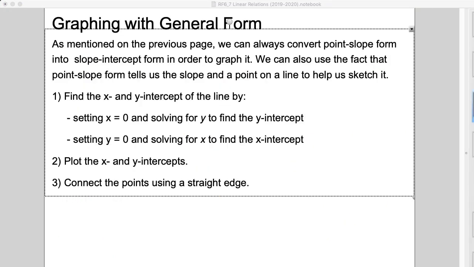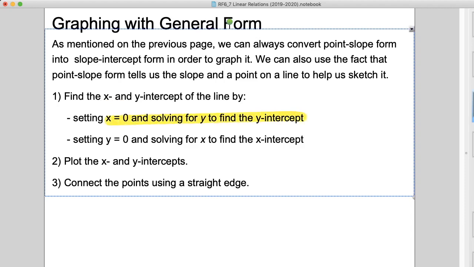Okay, so the work on the previous pages helped us convert general form into slope-intercept form or point-slope form into general form, and we've already converted point-slope form into slope-intercept form. So we already have a couple different methods. Now with general form, instead of converting into another form, we can actually find the x and the y-intercept of the line by setting x equal to 0 and solving for y to find the y-intercept.